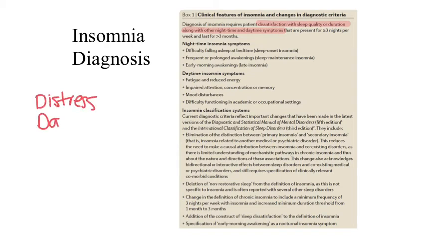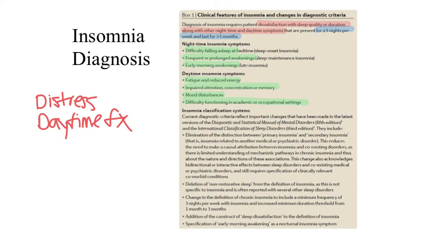To be considered chronic, it must occur for at least 3 nights per week and last for at least 3 months. Some of the nighttime symptoms include difficulty falling asleep, frequent or prolonged wakenings, and early morning awakenings, whereas the daytime symptoms include fatigue, reduced energy, impaired concentration, memory, or attention, mood disturbances, and difficulty functioning in social or occupational settings.